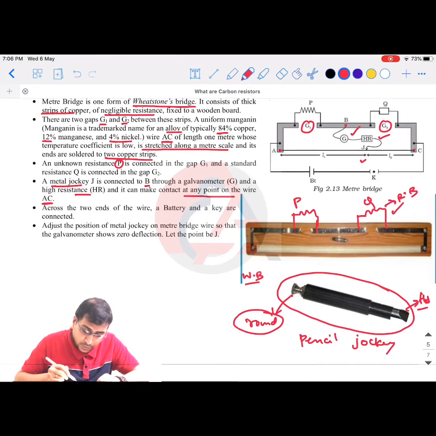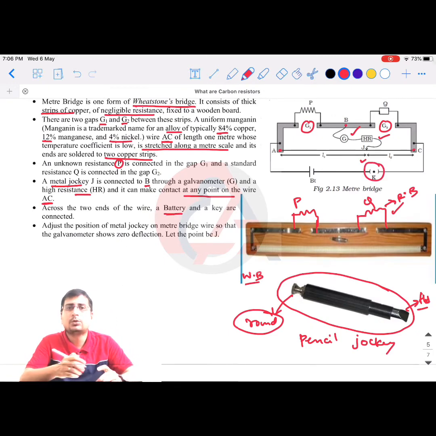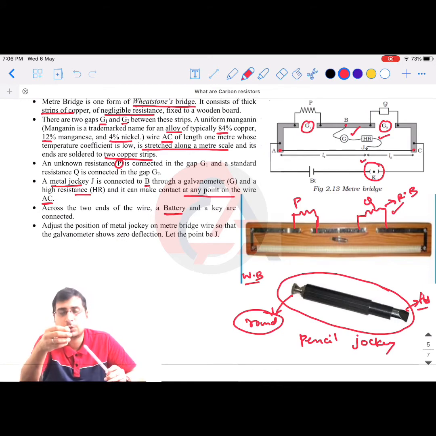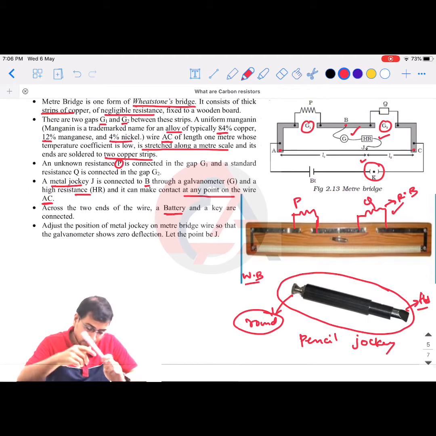Across the two ends of the manganin wire, there is a battery connected with the help of a key. So the reason for us to use a key is to control the current, whether you want an open circuit or a closed circuit.